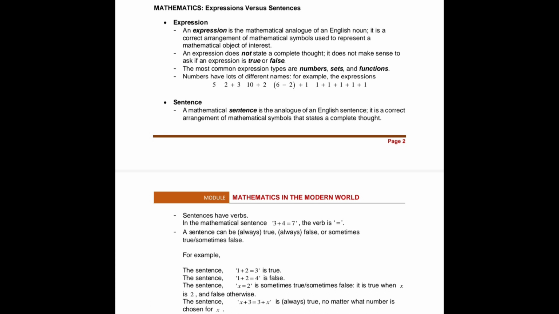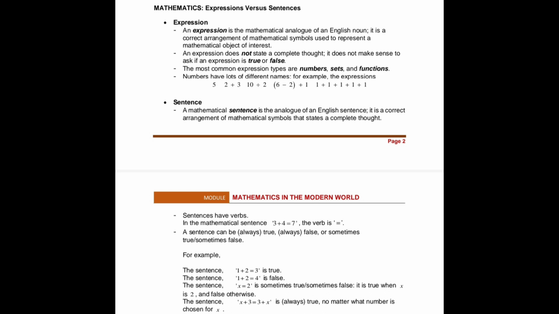So always remember that in expression, numbers have lots of different names. So for example, the expressions 5, 2 divided by 3, 10 divided by 2, and etc. Okay, so let's proceed to sentence or mathematical sentence. Ang mathematical sentence ay nagsasabi ng complete thought at ang expression naman ay hindi nagsasabi ng complete thought kaya hindi kayo malilito. So, ang sentence din is meron siyang verb.